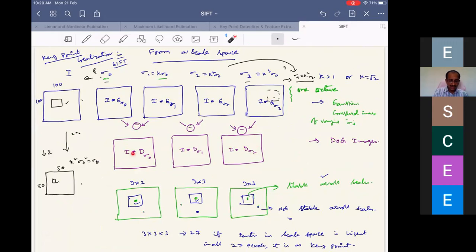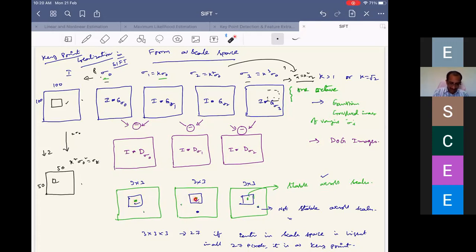These, in fact, are equivalent to convolving with the Laplacian of Gaussian. Hope you understand that. Okay, that's how across scales now, if I see a maxima, then I consider it as a scale point or a key point, interest point. So what did we say?